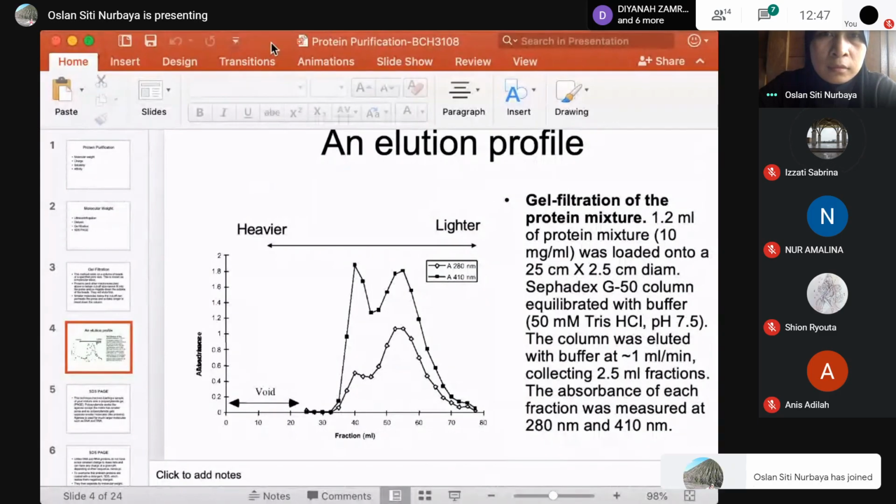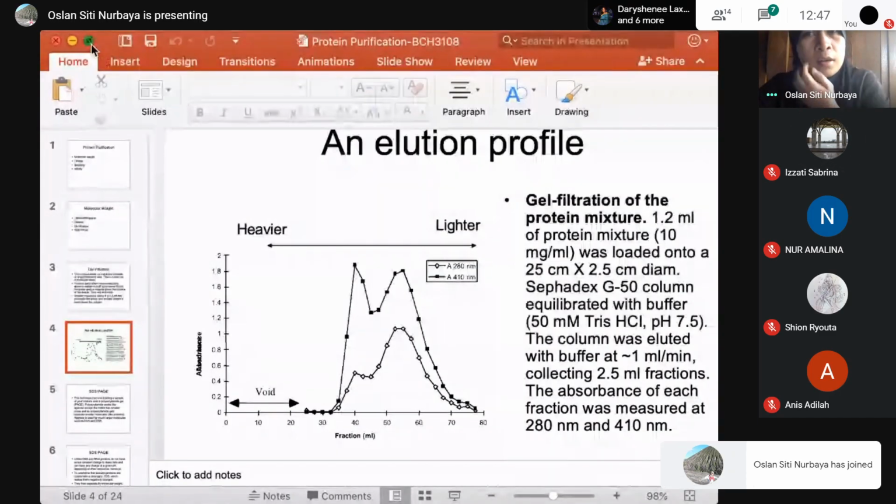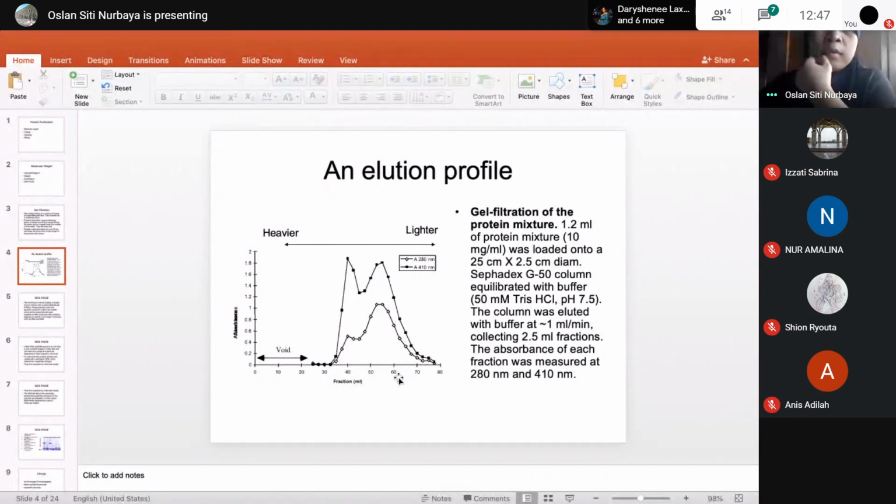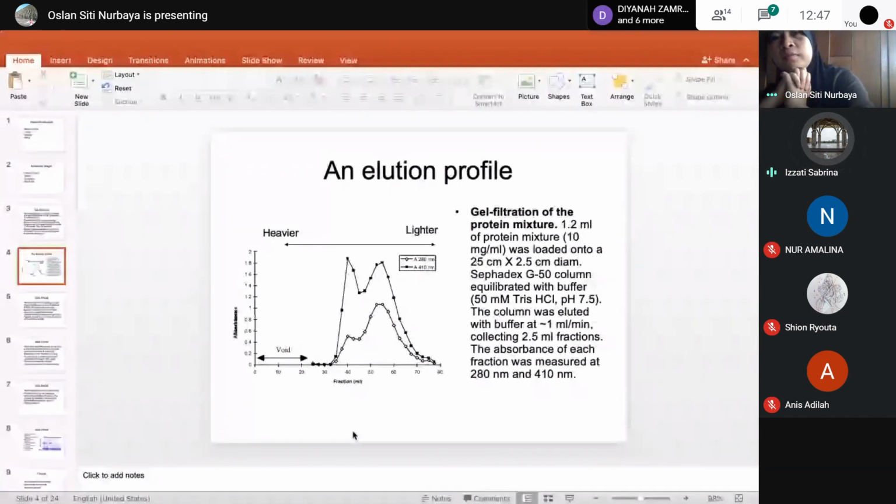Yes. Okay, 40 to 60. Yes, so between 40 and 60, there are 20 fractions. So what do you mean by we take all the fractions from 40 to proceed to the next step? I don't get that one.